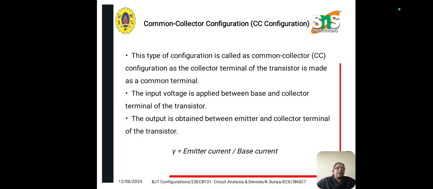Next one is common collector configuration. This type of configuration is called common collector configuration, as the collector terminal of the transistor is made the common terminal. The input voltage is applied between the base and collector terminal of the transistor and the output is obtained between the emitter and collector terminal of the transistor. Common collector configuration has a very high input impedance but low output resistance. Current gain in the common collector is denoted by gamma and it is given by emitter current divided by base current.